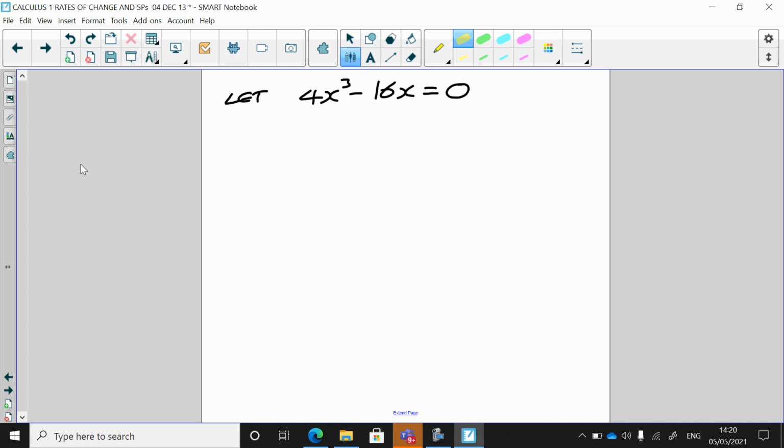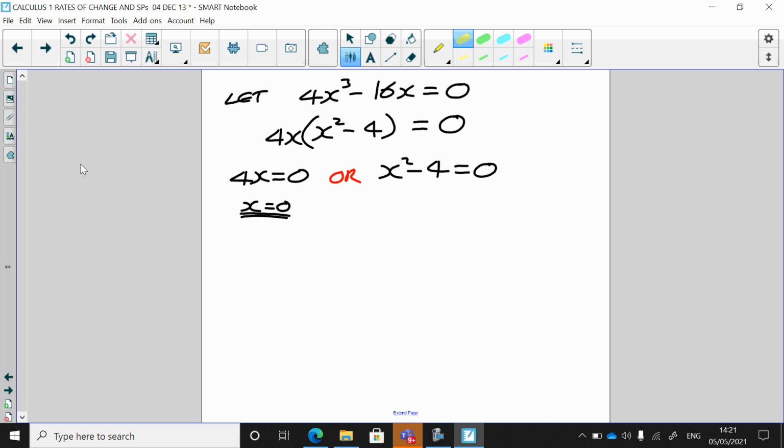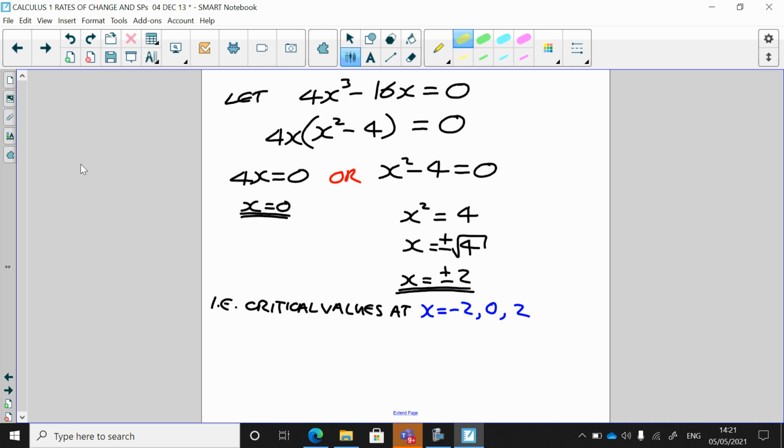Well, it looks like we can take out a common factor of 4x, because 4 goes into 16. The contents of the bracket is x squared take away 4. That's a difference of two squares, so I can factorise that. Or you could just solve for x, but remember this is a quadratic, and with a square root we're going to have a positive and negative answer, positive and negative 2. So we get 3 solutions here, which are the critical values at -2, 0, and 2.